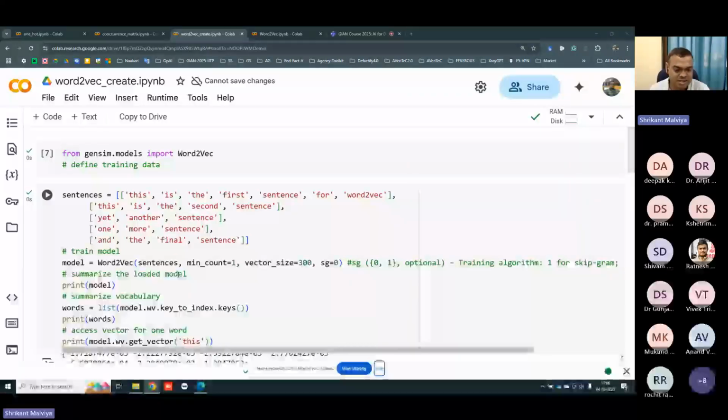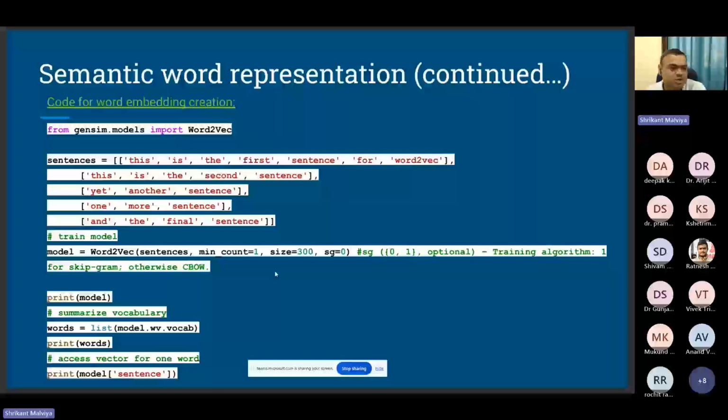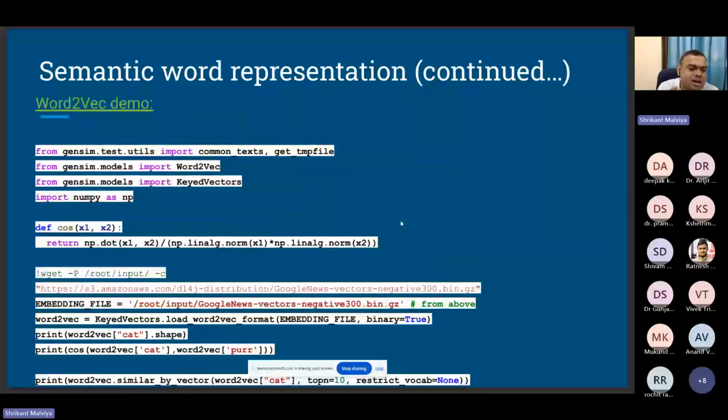Let's move ahead on the slides. The code is very simple. You can play around; I will share it with you. Now let's see a demo and try to see how the word embedding could be useful for more practical examples, by loading a standard word embedding.